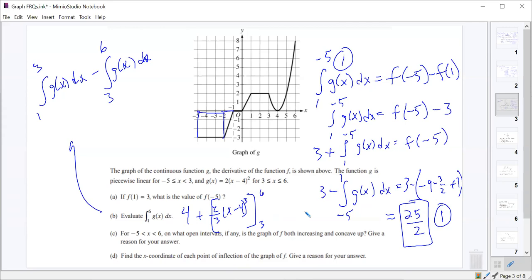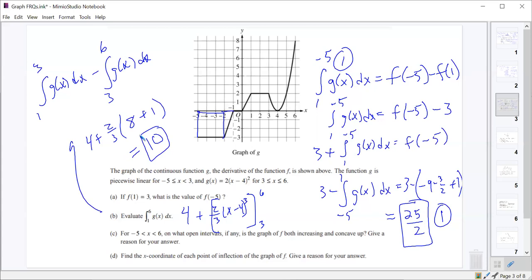And let's see here. That'll be 4 plus 2/3 of 8 plus 1. You plug in the 6 and the 3. So that would be 9 times 2 is 18/3. 6 plus the 4 should be 10 for part B.